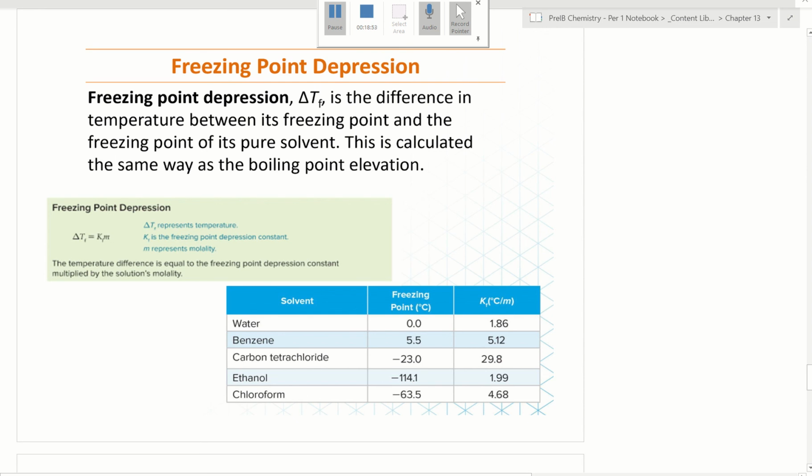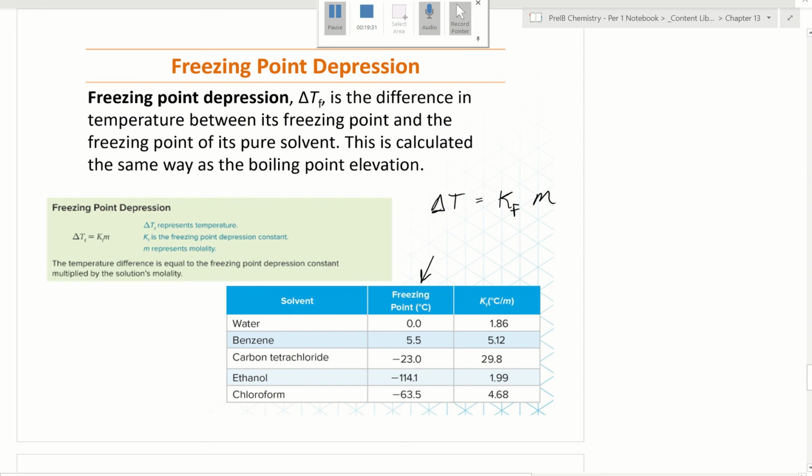In order for something to freeze, the particles have to arrange themselves in a regular repeating pattern. Well, when you add a solute to something like water and it gets in between, the water molecules have a hard time forming their regular repeating pattern, which means you have to cool them down colder than you usually do to get them to freeze. We can figure this out mathematically in the same way: delta T is equal to a constant, K sub F, times the molality, because it's still the number of moles that's playing a role. So the molality is what we'll use to do that.